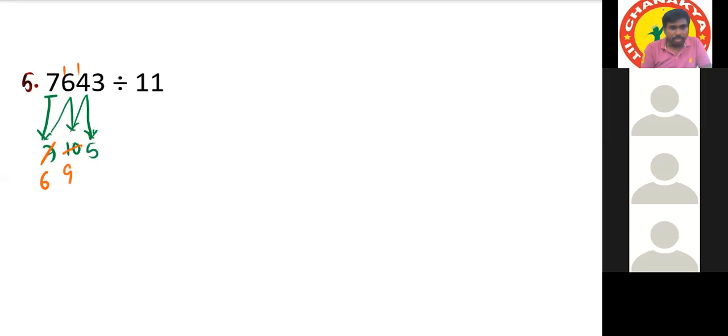5. Again, 3 minus 5 is not possible. That's why I'm making it 4, and I'm making it 13. Now 13 minus 4 is possible or not? Possible, and it is how much? 9. That's all. That 9 is the remainder.